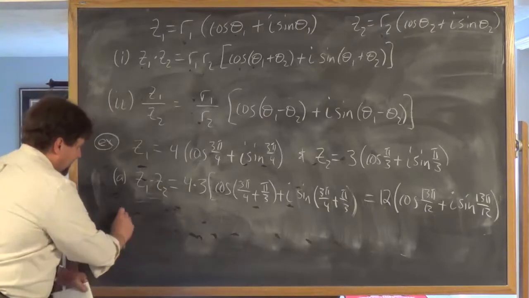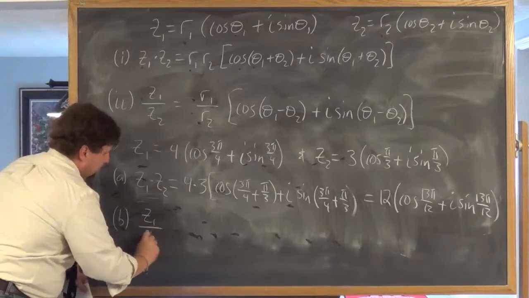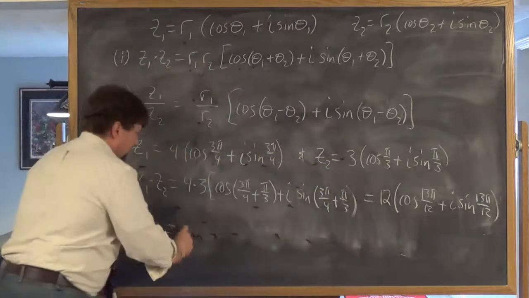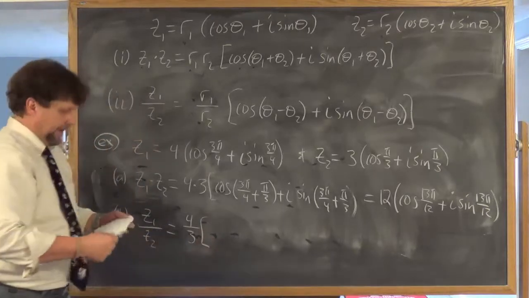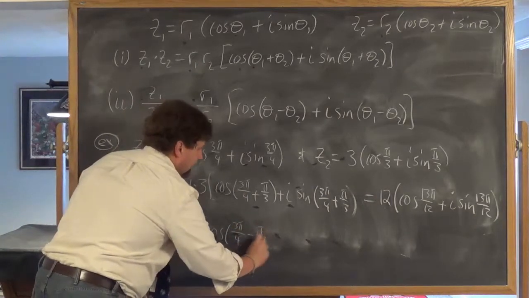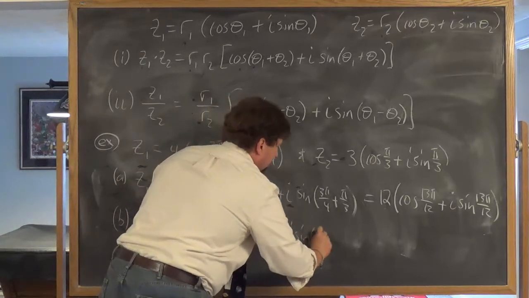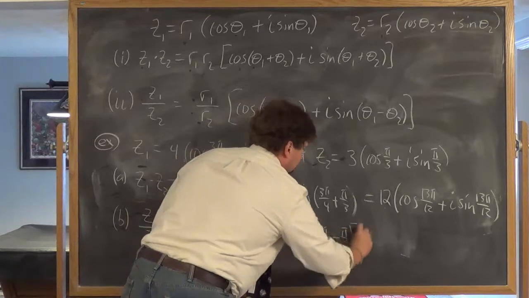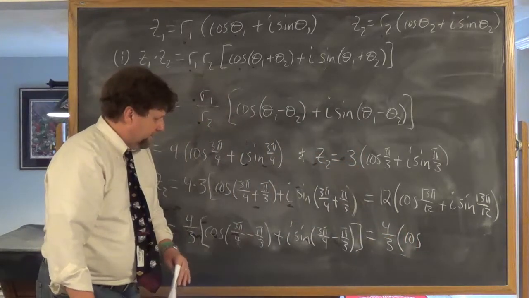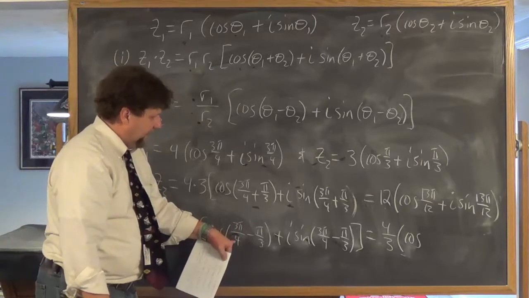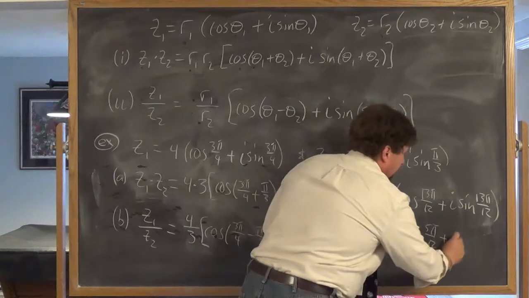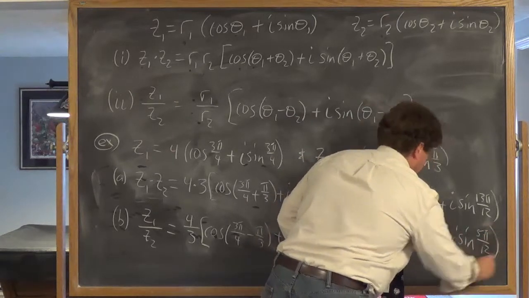And it's just as straightforward if you were asked to divide z1 divided by z2. You'd start off with r1 divided by r2, so that's 4/3. And then it's cosine of 3 pi over 4 minus pi over 3 plus I sine 3 pi over 4 minus pi over 3. So that gives us 4/3 quantity cosine of 3 pi over 4 minus pi over 3. Again, the common denominator is 12, so that's 9 pi over 12 minus 4 pi over 12. That's 5 pi over 12, and then plus I sine 5 pi over 12.